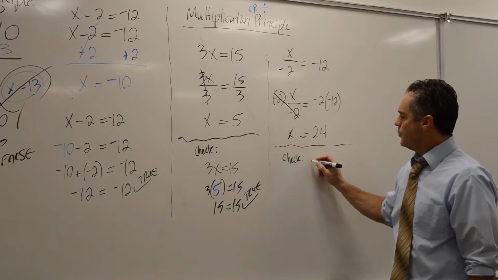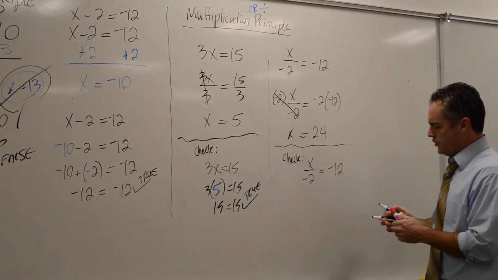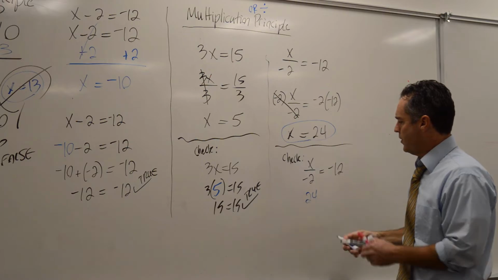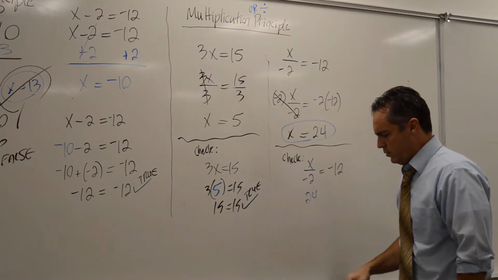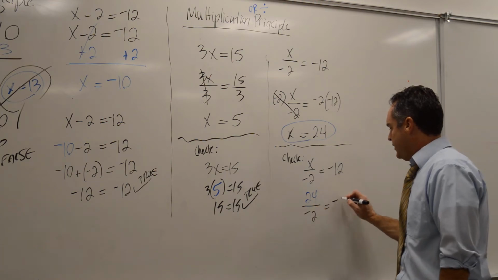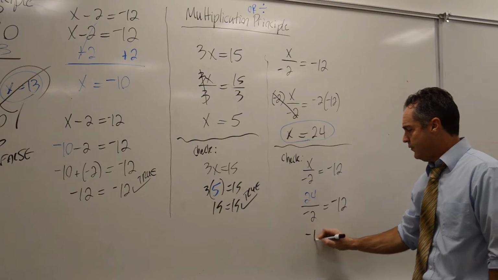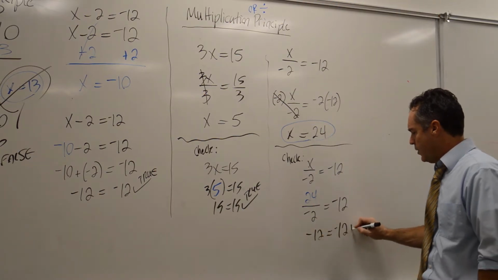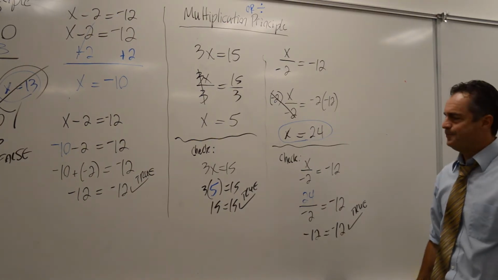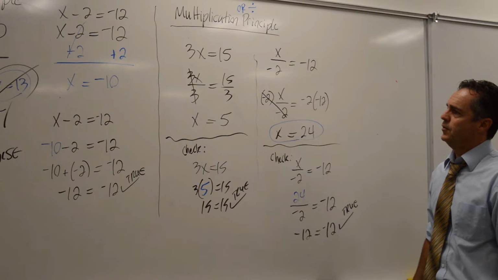So now we take our original problem, x over -2 equals -12. We determined that x equaled 24, therefore when there's an x we put in a 24. 24 over -2 equals -12. 24 divided by -2 indeed is -12. That equals -12. Check. That is a true statement. Okay? That's the multiplication or division principle.